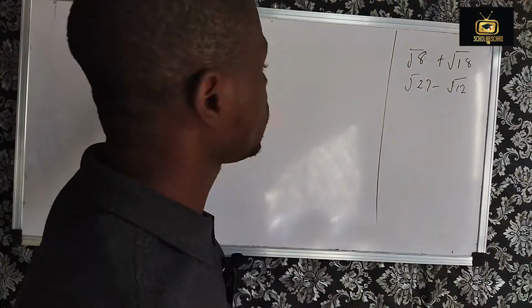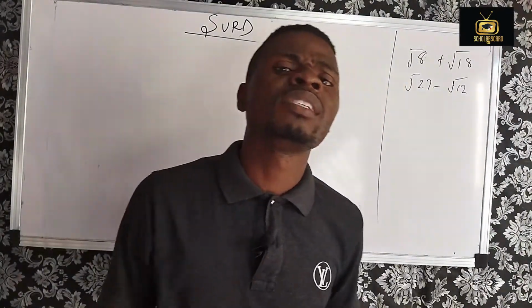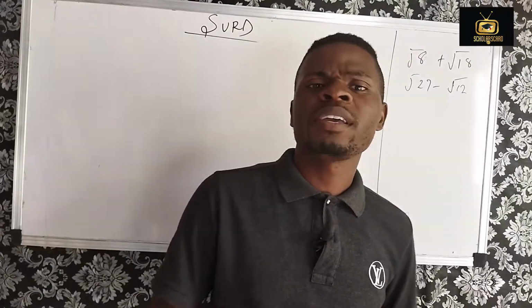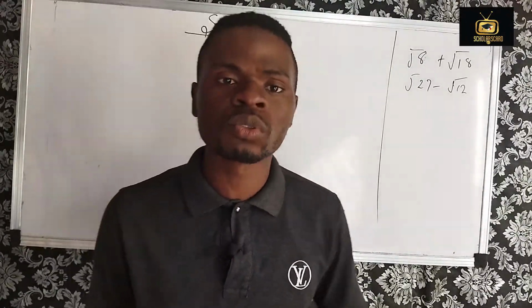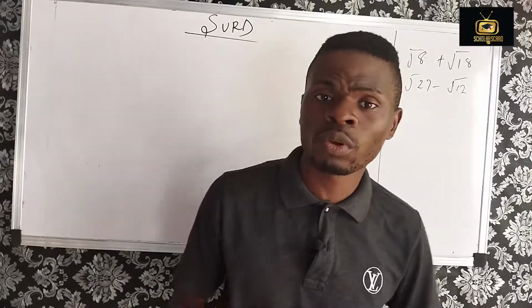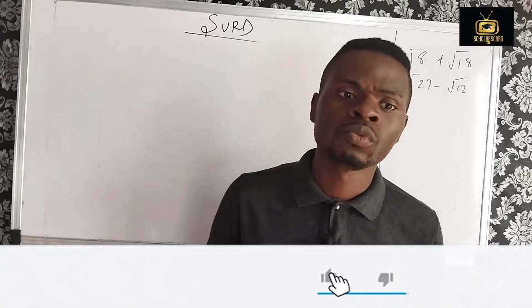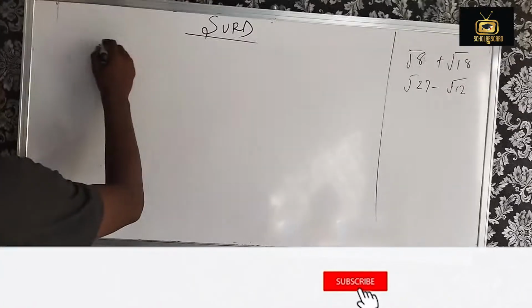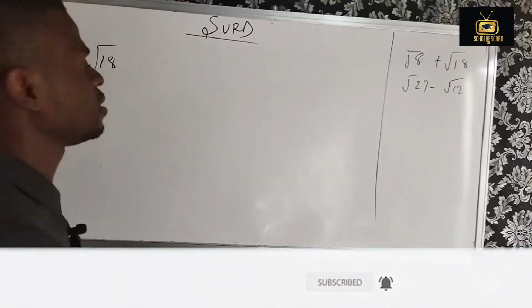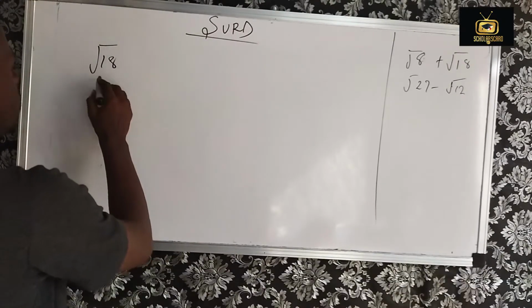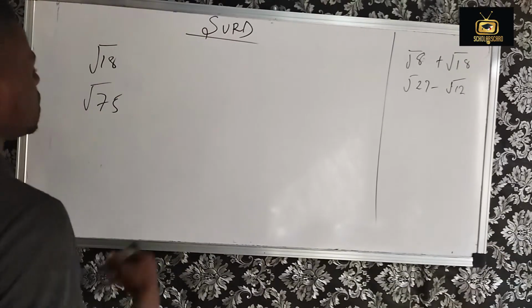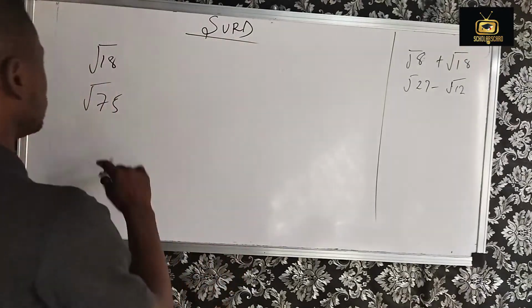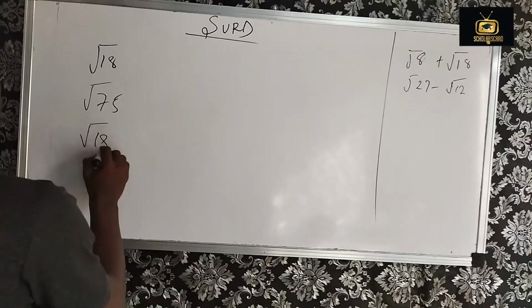Now, a surd is said to be in basic form when the number under the square root sign does not contain a factor which is a perfect square. Here we have root 18, root 75, root 80 and so on. Let's look at this first. Now, this is a surd.